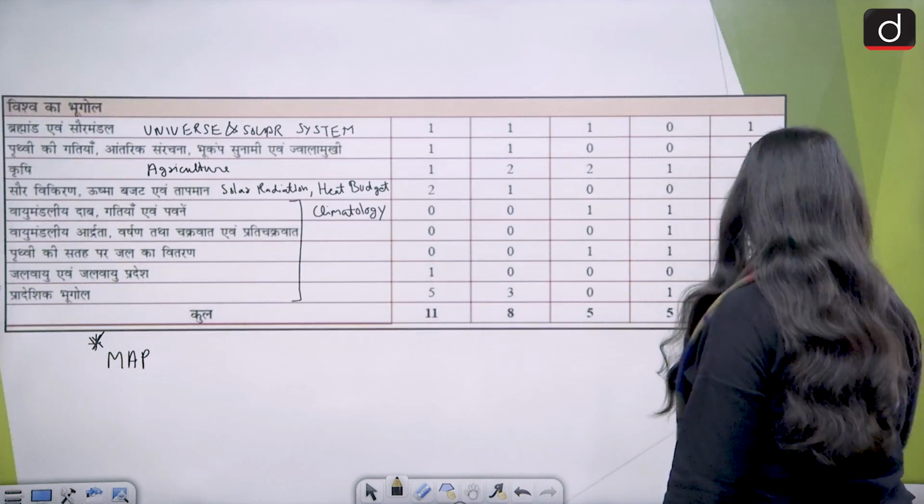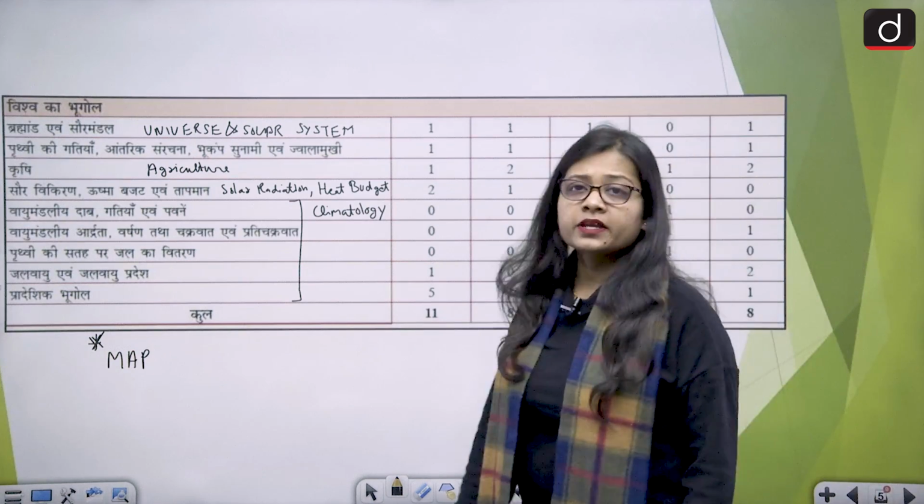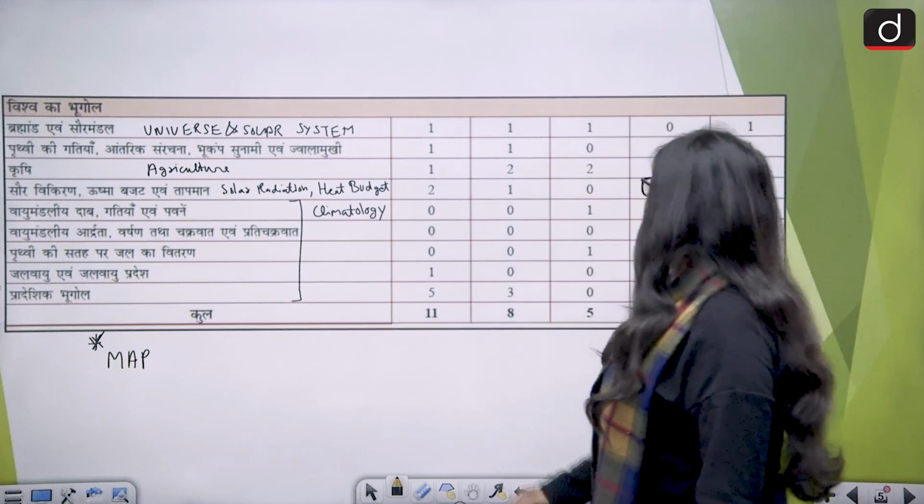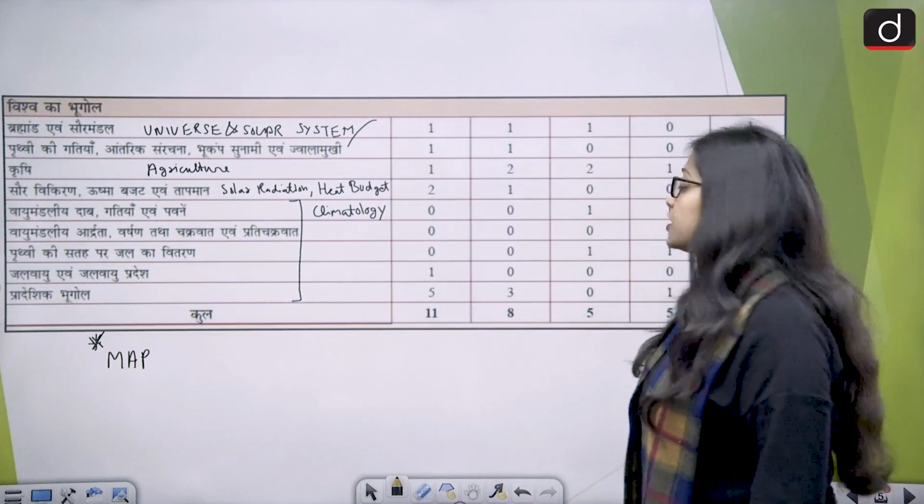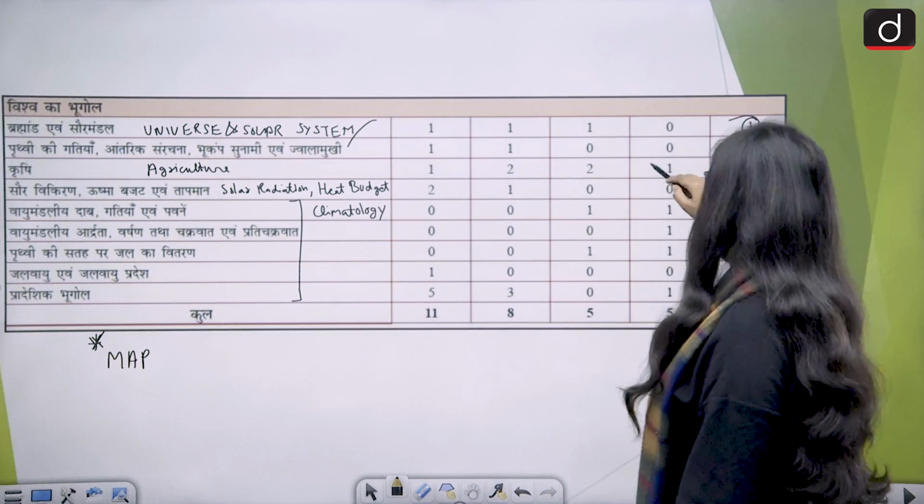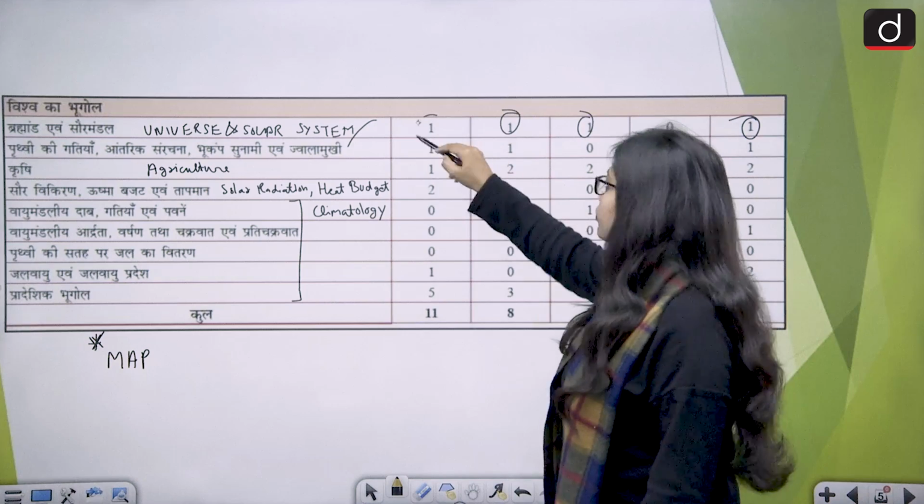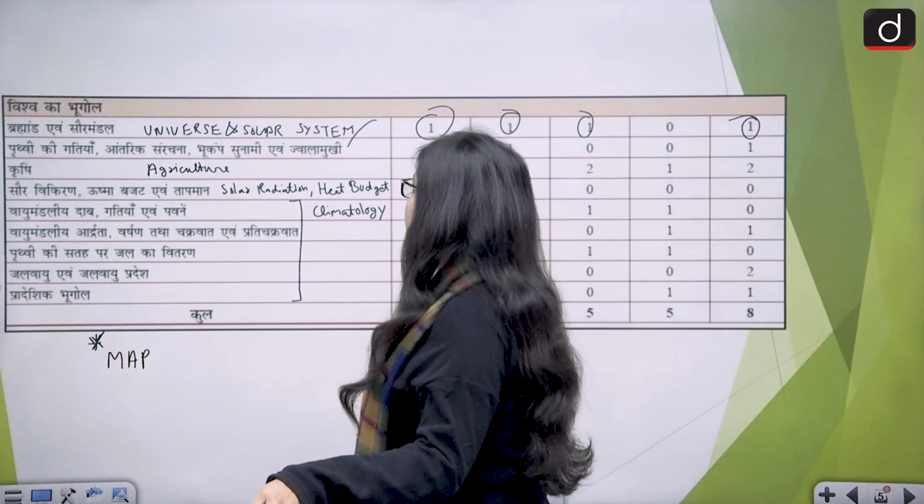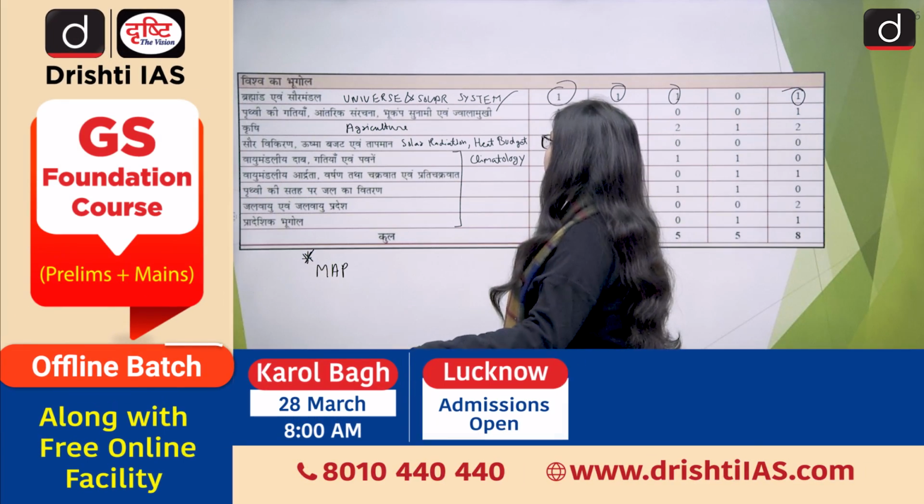Now coming to the world geography aspect. So let's see. If we talk about the universe and solar system, a single question was asked in the years 2019, 2021, 2022, and 2023. So a single question was asked in all these years from universe and solar system.